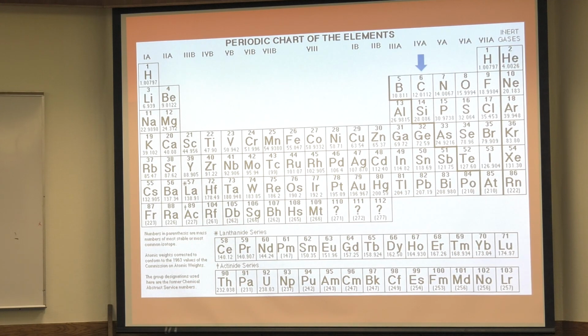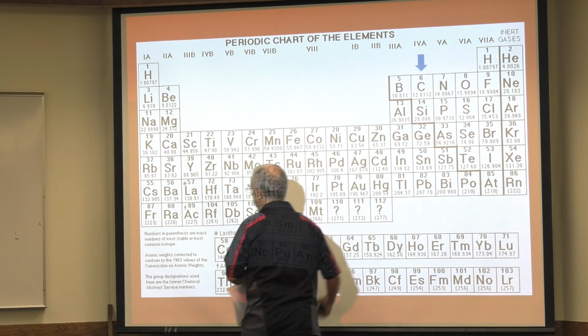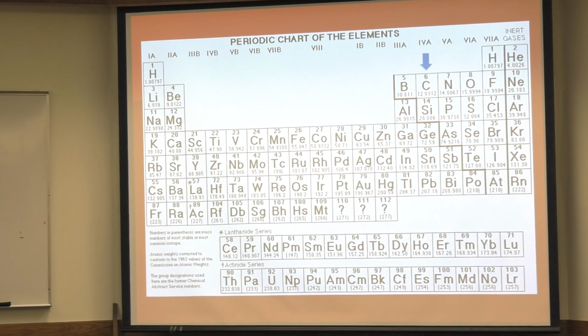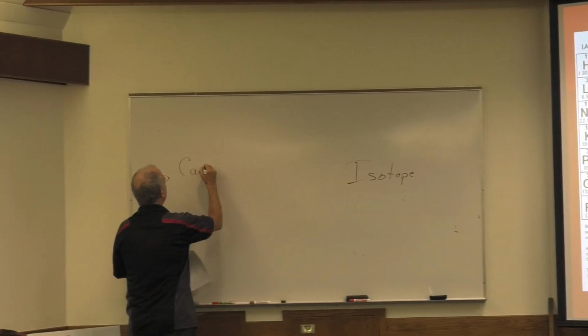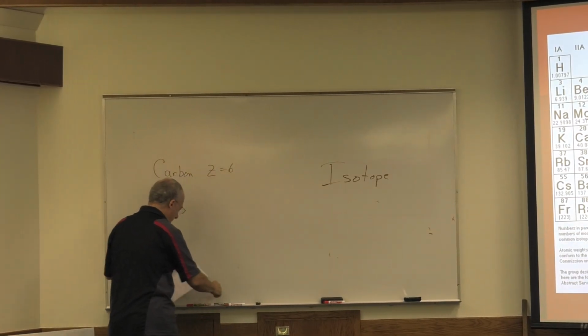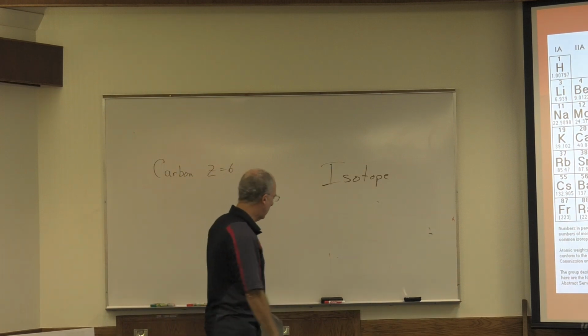Okay, let's talk about something called the isotope. Isotope. How many protons are in carbon? So how many protons are in carbon? 6, right? So carbon has Z equals 6. 6 protons. Well, great.